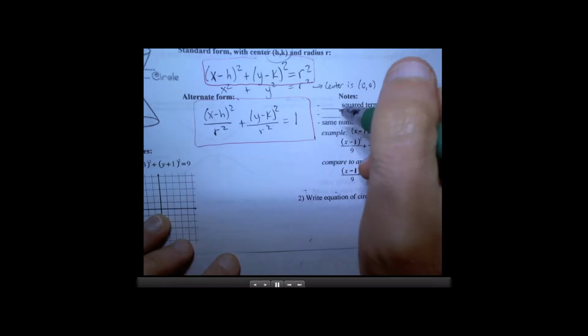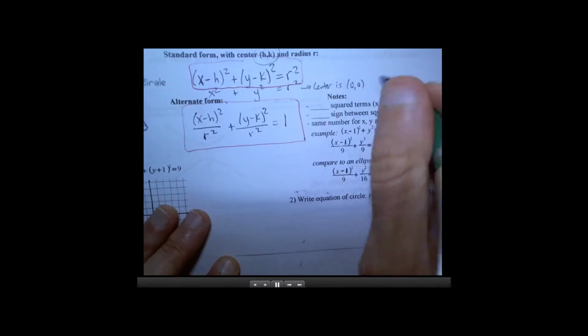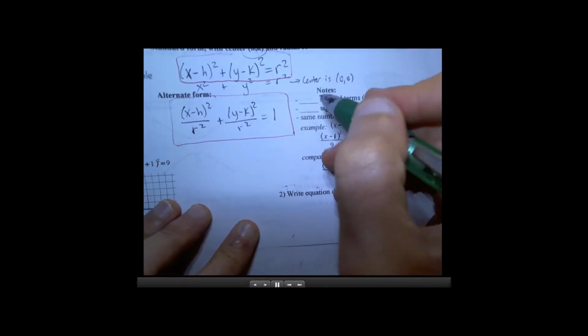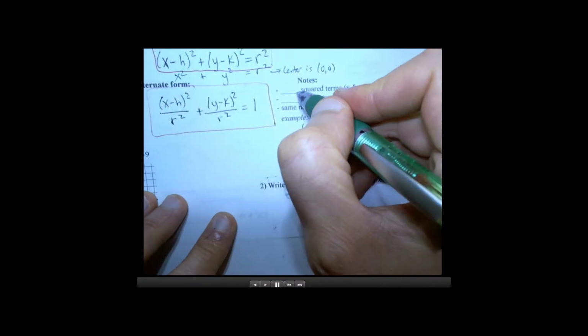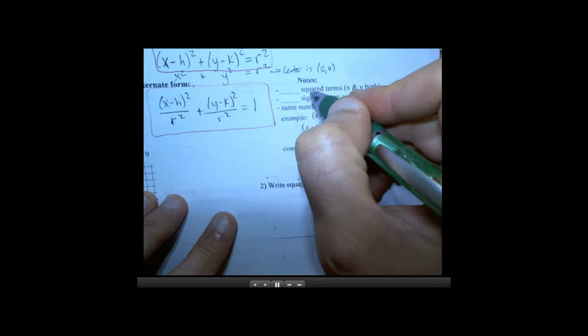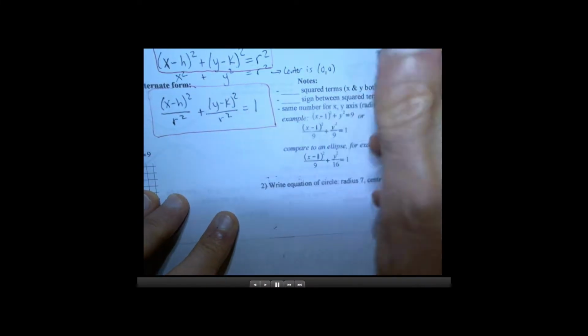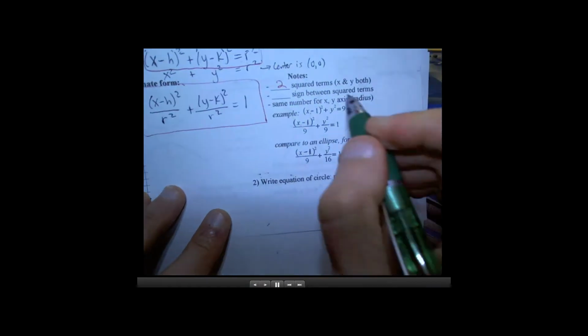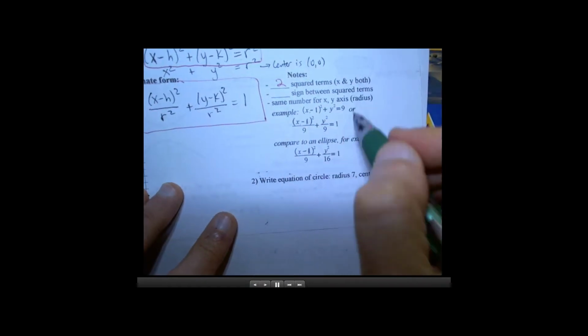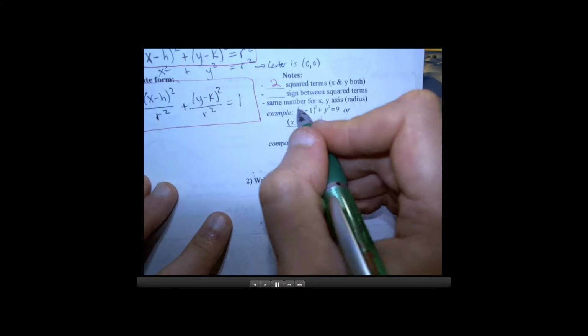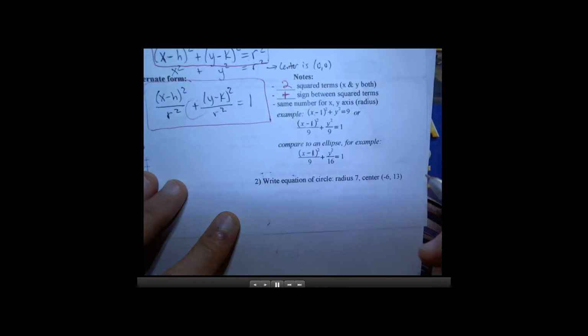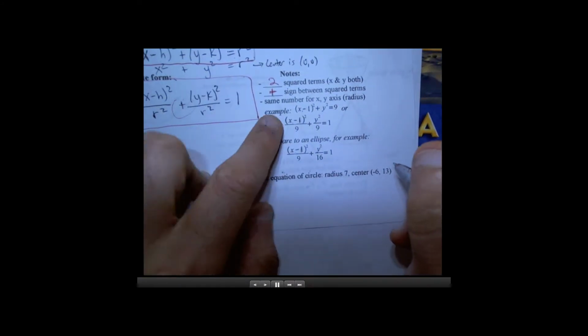All right, so some notes about a circle. As was pointed out already, we don't have one squared term like a parabola, and we don't have zero squared terms like a line. We have two squared terms. X and y are both squared. Now, we have a plus sign between them, not a minus sign. That's going to be different than one of the other shapes.